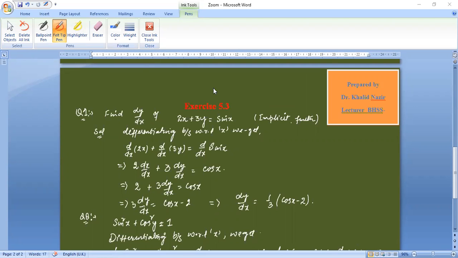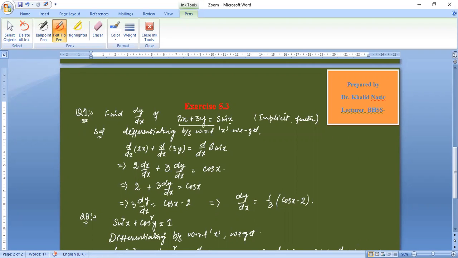Today we will start one more topic, that is differentiation of some implicit functions. These questions are asked in exercise 5.3 of the NCERT book. Let's start from question number 1, that is, find dy by dx of this function.